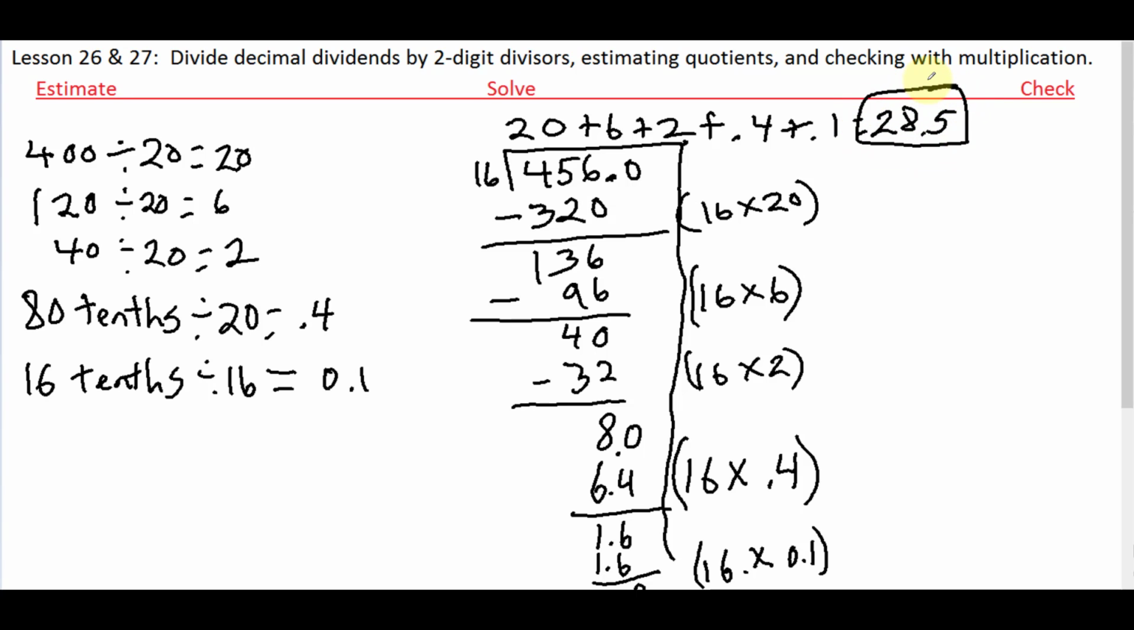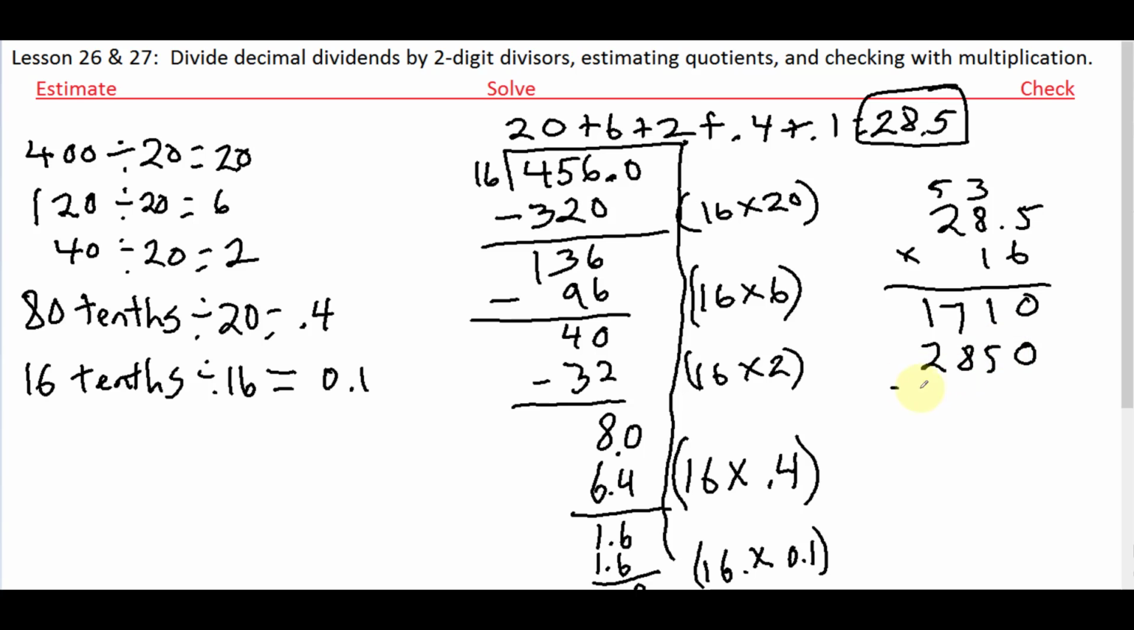We'll then go ahead and check it. We have 28 and 5 tenths times 16. We get 30, 48 and 3 is 51. 6 times 2 is 12, plus 5, 17. And then we'll go ahead with our placeholder, and times 1 is going to give us 285. We have 0, 6, 5, and 4. Since we have multiplied by tenths here, we're going to go ahead and divide by 10, and we see we have a matching total.